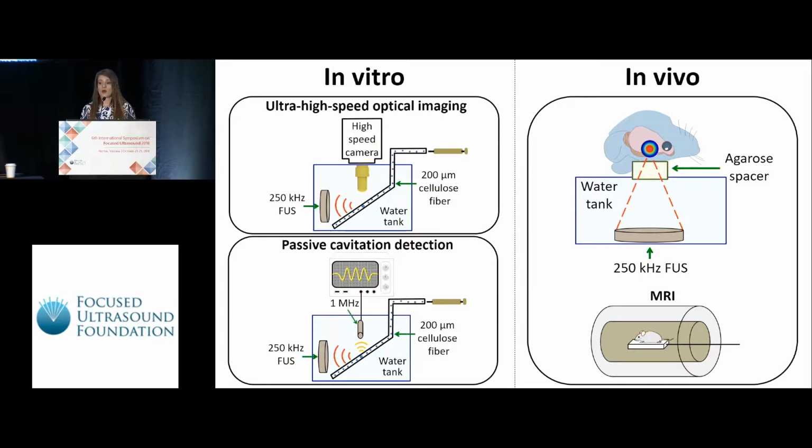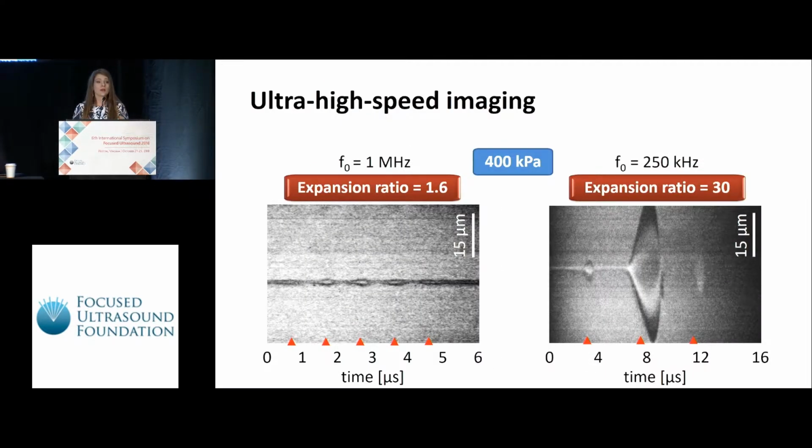We used a few experimental tools. We used optical imaging as well as passive cavitation detection of isolated microbubbles within 200 micron cellulose fibers, and then used similar parameters in order to open the BBB in mice, and evaluated this opening by measuring the contrast enhancement using an MRI. So we started by comparing the oscillations of microbubbles at two different frequencies, a 1 megahertz frequency, which is a standard frequency, and a 250 kilohertz frequency.